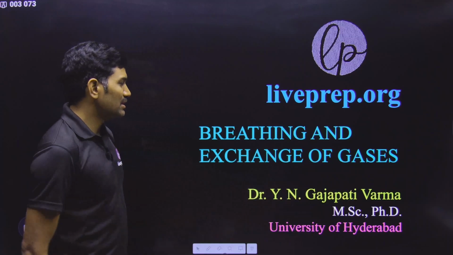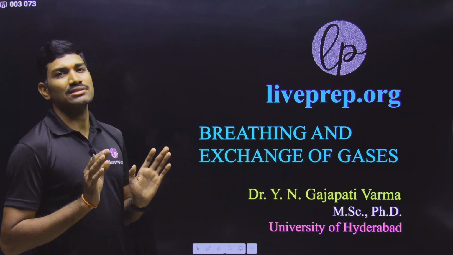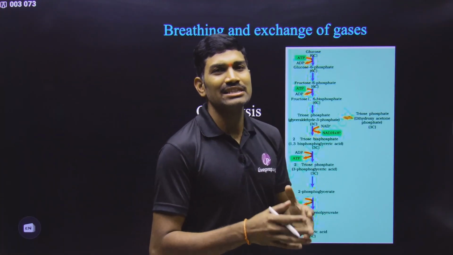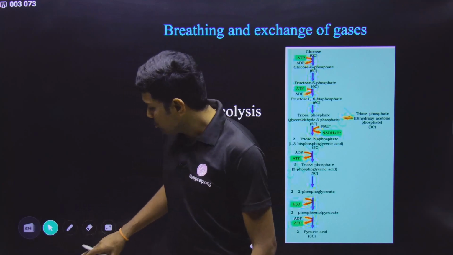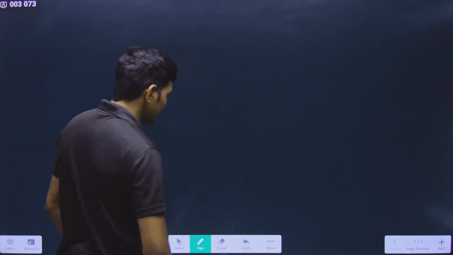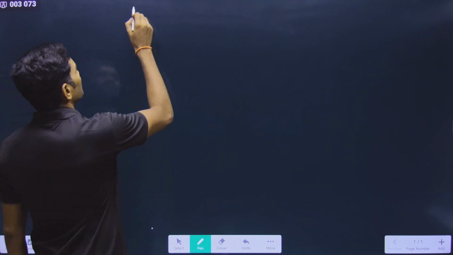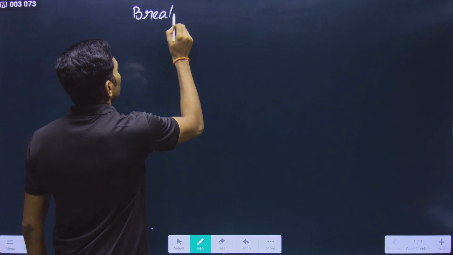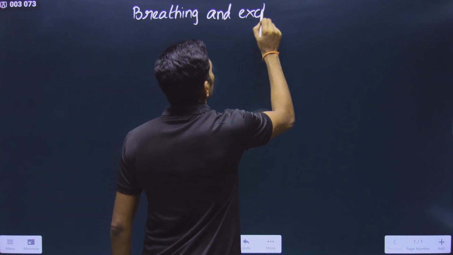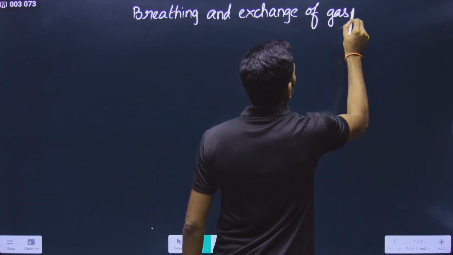Now, without wasting time, we will start with this particular chapter, which is called breathing and exchange of gases. Clear? What is the meaning of this chapter? If you know the meaning, then you can understand what exactly we will study in this chapter, and then you can interlink with various other chapters. The chapter is breathing and exchange of gases.